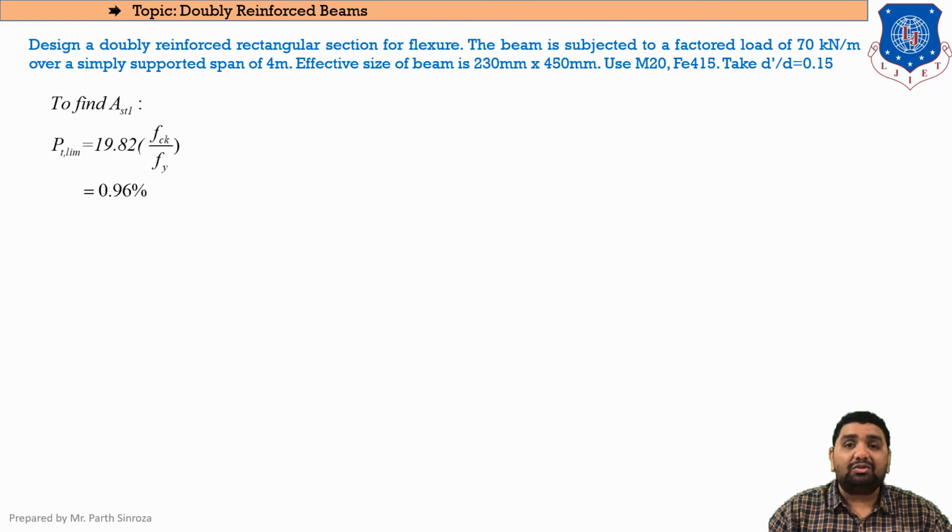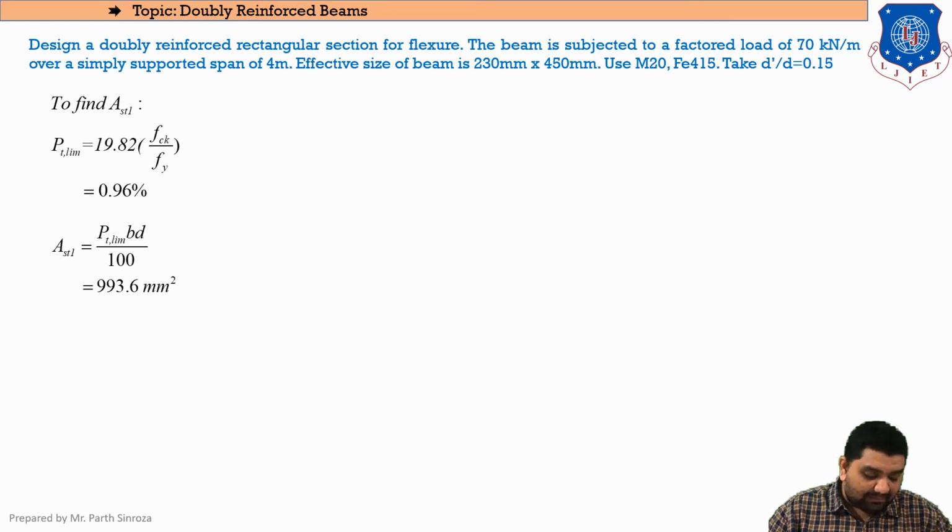Now we'll be moving across to the tension portion, and we'll be finding the value of Ast1 as well as Ast2. Ast1 can always be calculated from the term pt lim. Pt lim for Fe415 steel will always be equal to 19.82 fck by fy, which here comes out to be 0.96. From this we will be calculating the value of Ast1. The equation for Ast1 will be pt lim bd by 100, where d is small d, that is effective depth. Here the answer comes out to be 993.6 mm square.